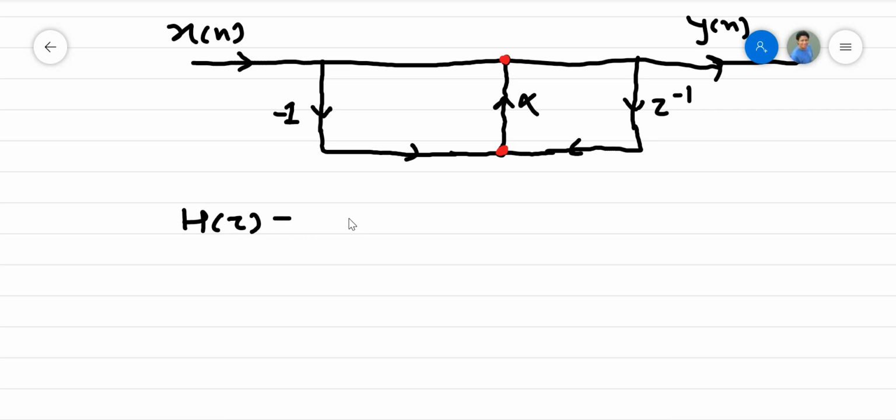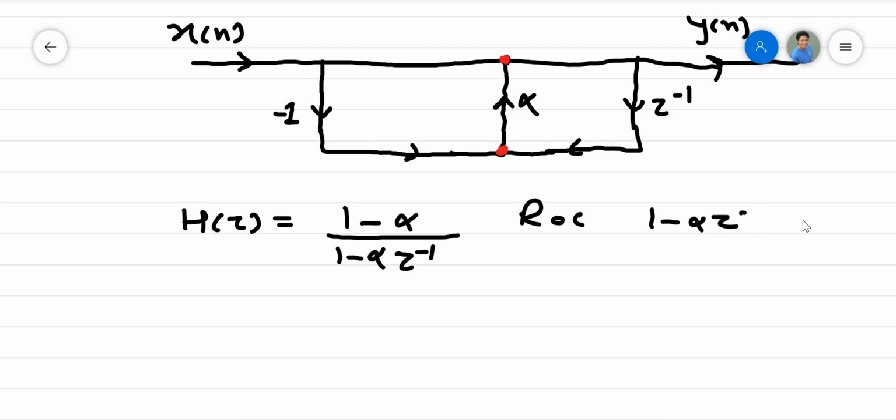H of Z is equal to 1 minus alpha over 1 minus alpha Z inverse. Now the ROC of this particular system is where 1 minus alpha Z inverse equals 1, that is Z is equal to alpha. That means ROC is mod Z greater than alpha.